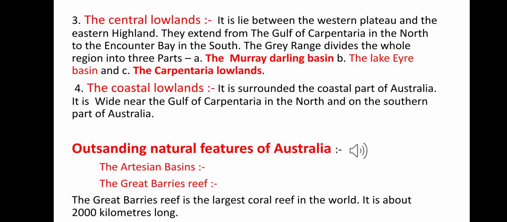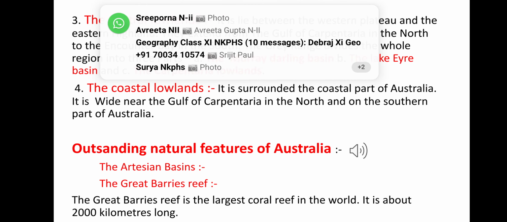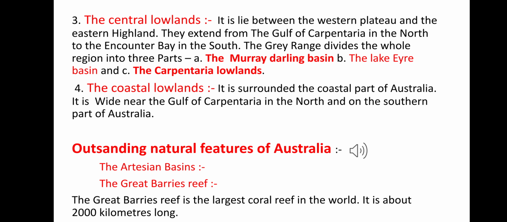Next, the Great Barrier Reef. The Great Barrier Reef is very important for a short note. The Great Barrier Reef off the northeastern coast of Australia in the Pacific Ocean is one of the wonders of nature. The reef is formed by tiny coral polyps. The Great Barrier Reef is the largest coral reef in the world. It is about 2000 kilometers long.